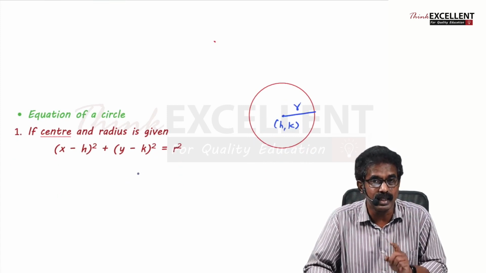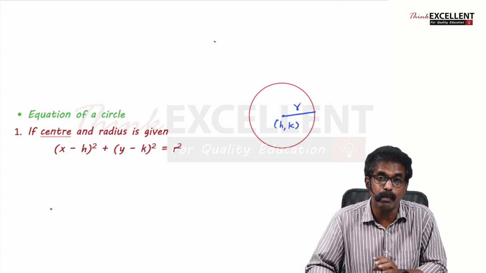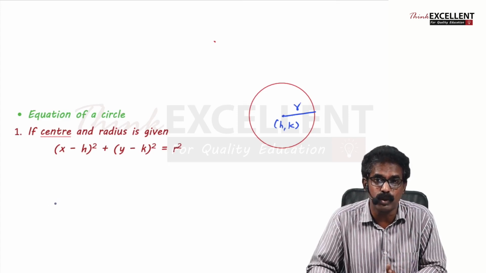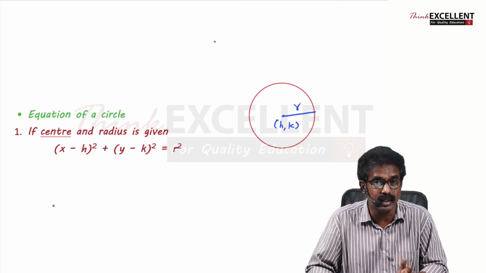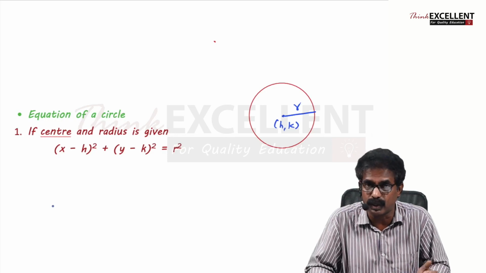Listen again. The center is h comma k. If it is h, you write here minus h. x minus h the whole square plus y minus k the whole square equal to r square. r is the radius. If the radius is 5, you write 5 square, 25.